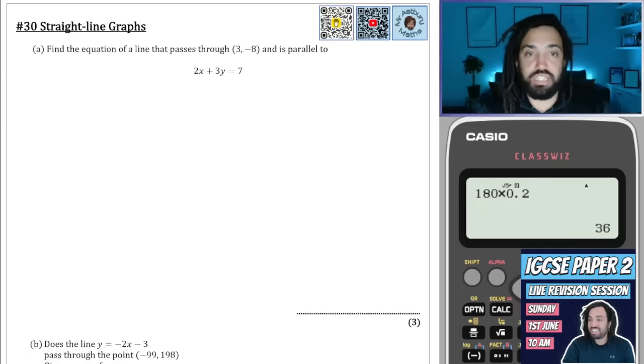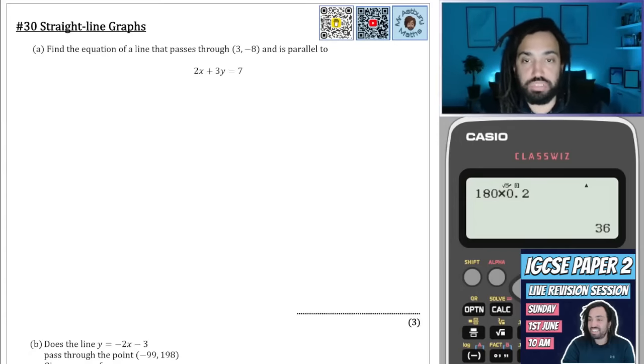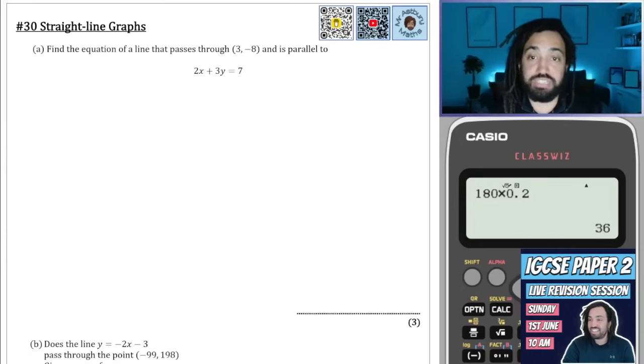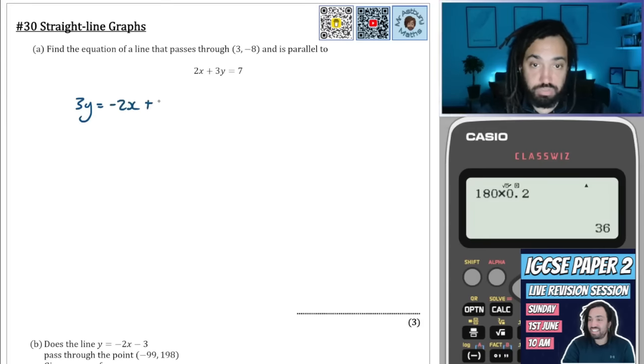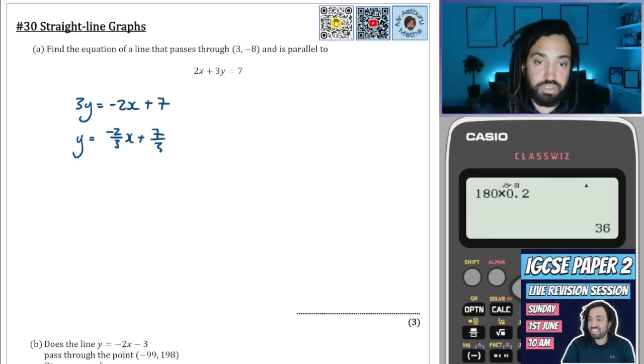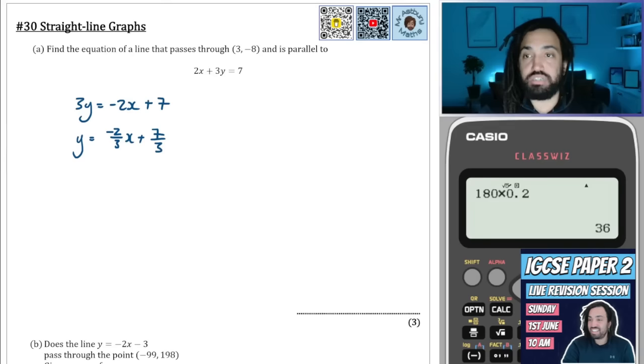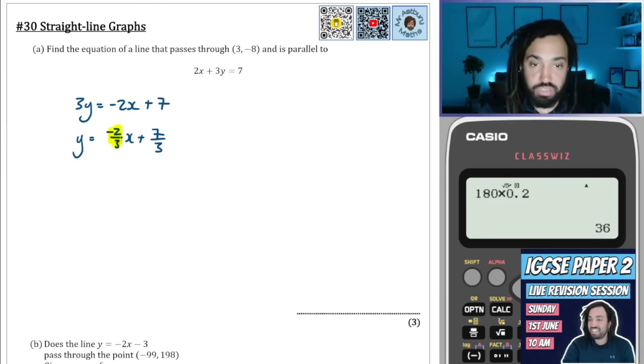Okay, find the equation of a line that passes through (3, -8) and is parallel to this line. So what we need to do is write this one in terms of y equals mx plus c. I'm going to minus 2x from both sides, and then divide through by 3, like so. That's just another way of writing this, but this helps us find the gradient, because the gradient is what you multiply through by x when it's y equals.